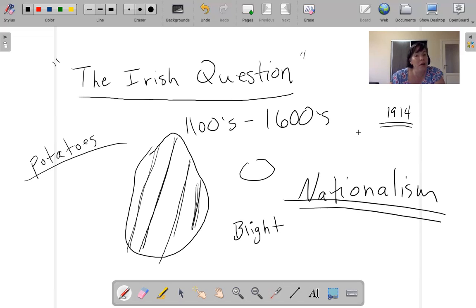Britain said, you still belong to us. You're British, but you can have your own government. You can make your own government. You can make your own rules and your own laws, but you belong to us. And then in 1921, Ireland got their own freedom. Ireland became an independent nation. And now we move on to France.